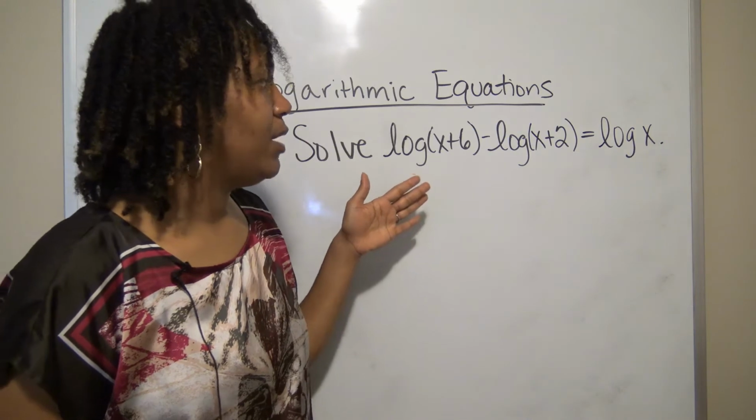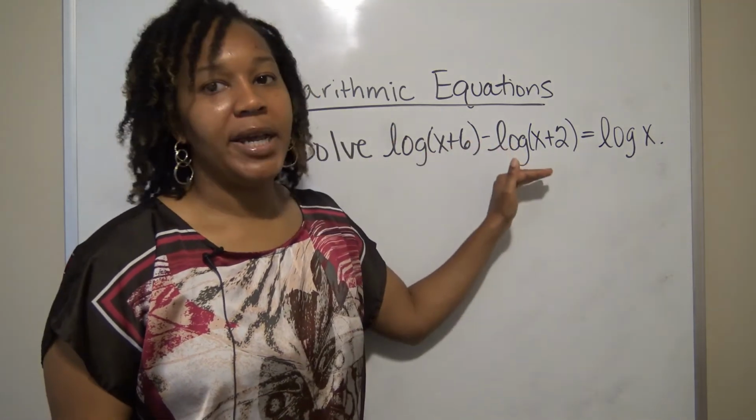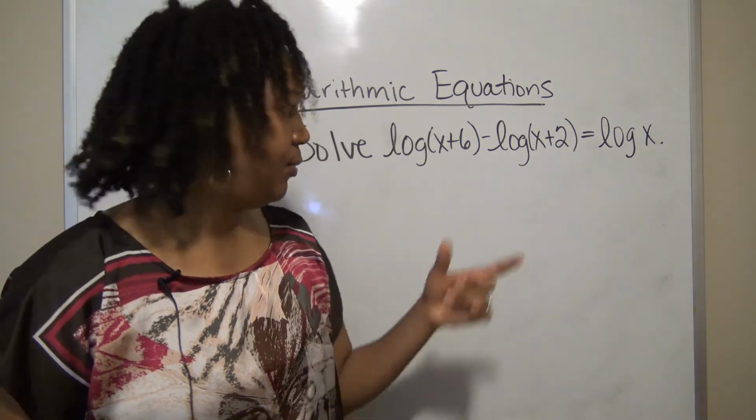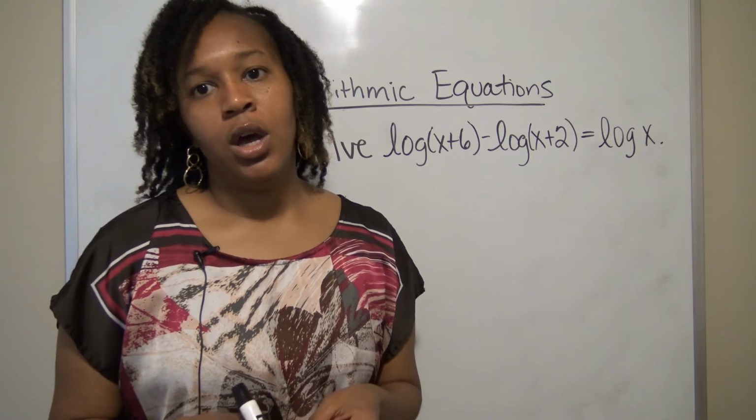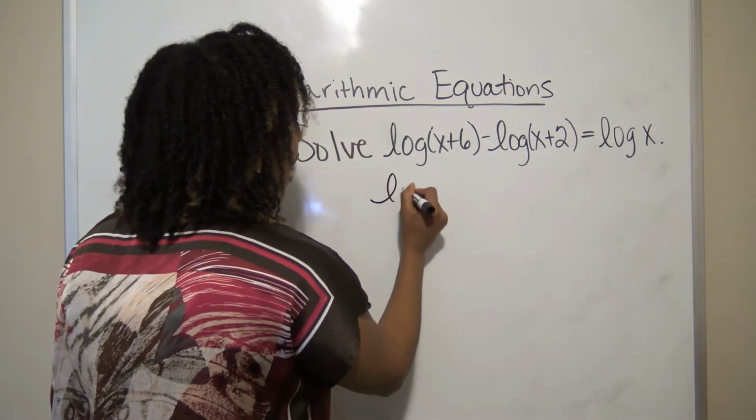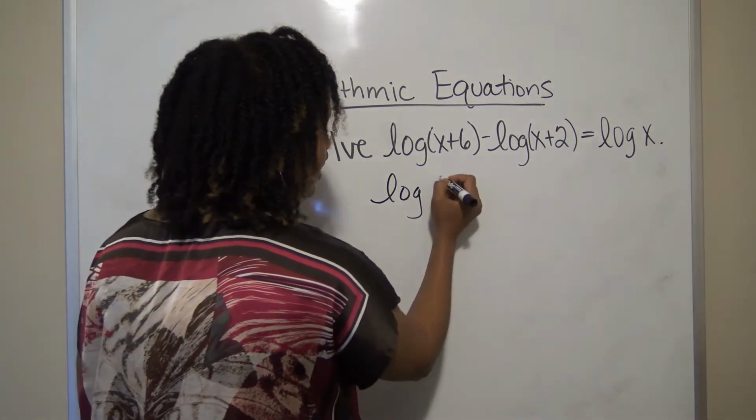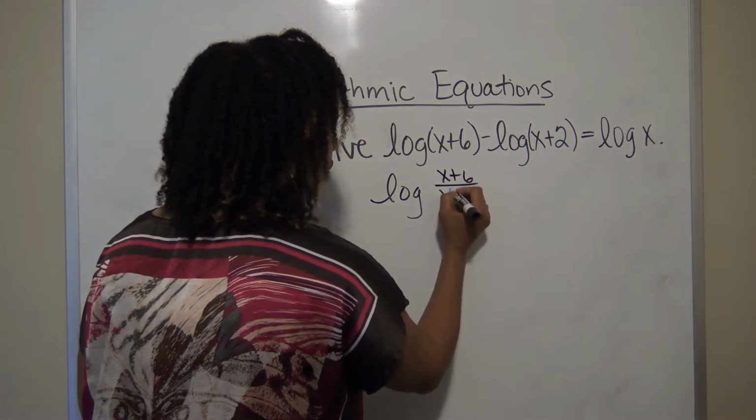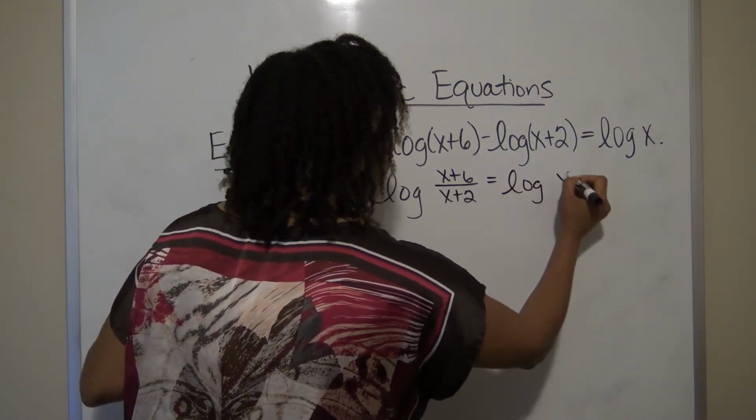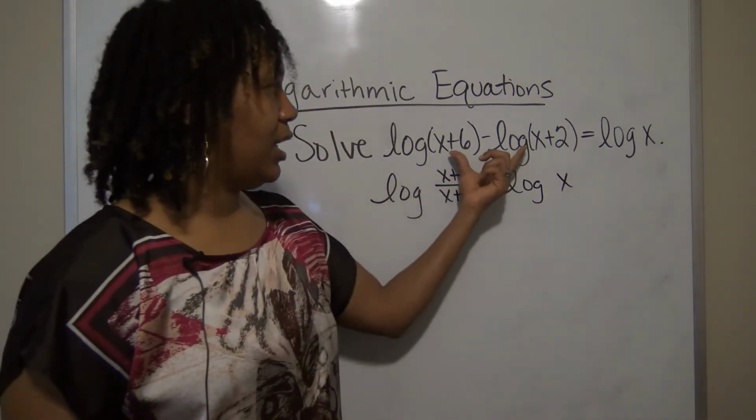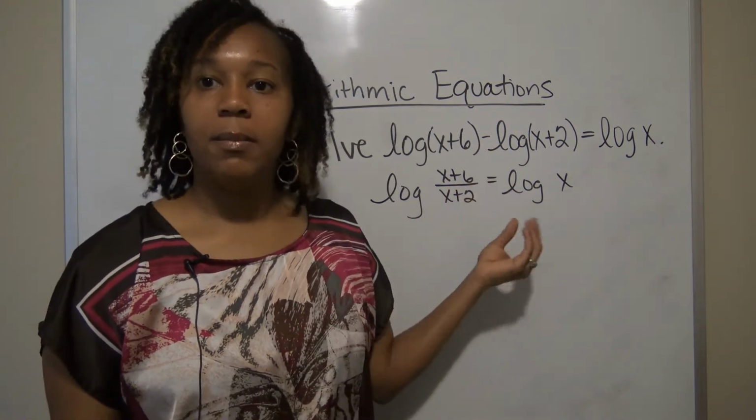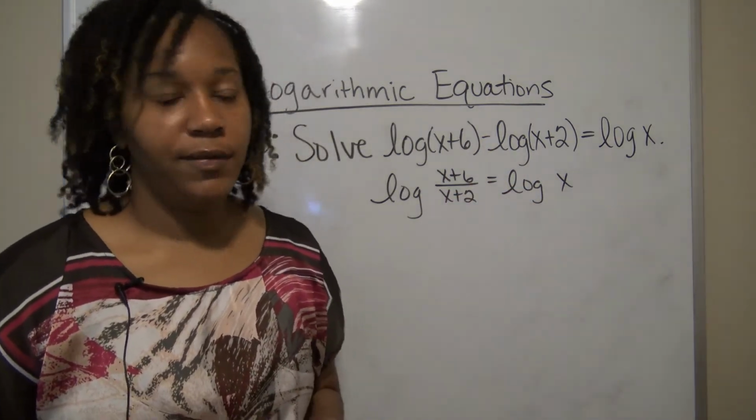So remember, there's a property of logs that says when you take a log minus another log, you can combine those two logs by dividing the arguments. That is called the quotient property for logarithms. So I can rewrite this left side as log of x plus 6 over x plus 2, by the quotient property. The quotient property allows me to rewrite these by dividing since it was subtraction. If that was a plus sign, then we would combine them by multiplying. That's the product property for logs.